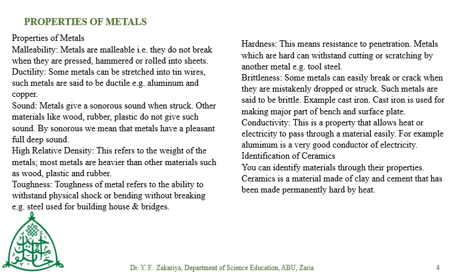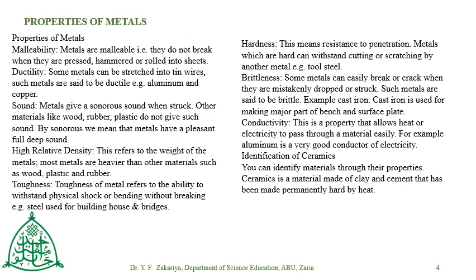Properties of metals. Malleability. Metals are malleable, that is, they do not break when they are pressed, hammered, or rolled into sheets. Ductility. Some metals can be stretched into thin wires. Such metals are said to be ductile, e.g., aluminium and copper. Sound. Metals give a sonorous sound when struck. Other materials like wood, rubber, plastic do not give such sound. By sonorous, we mean that metals have a pleasant, full, deep sound.